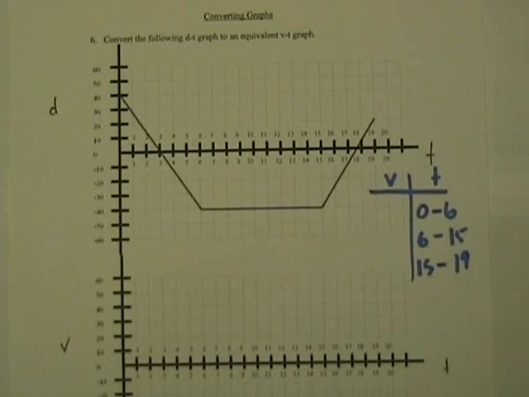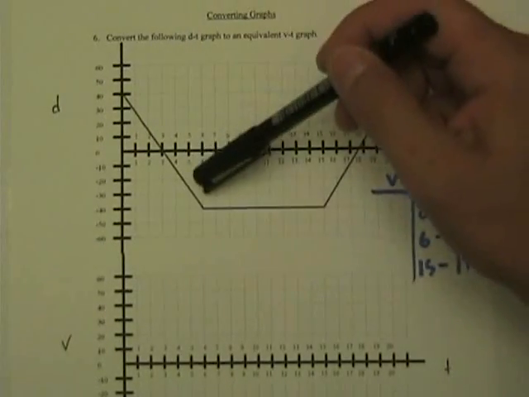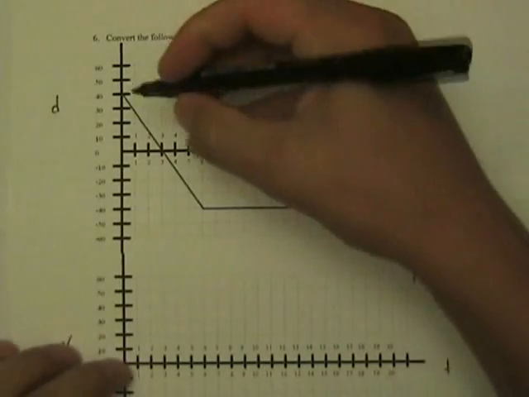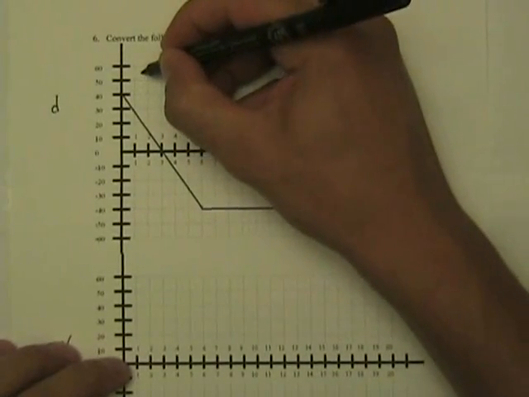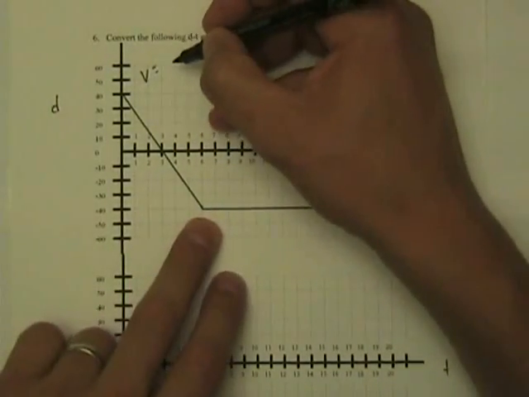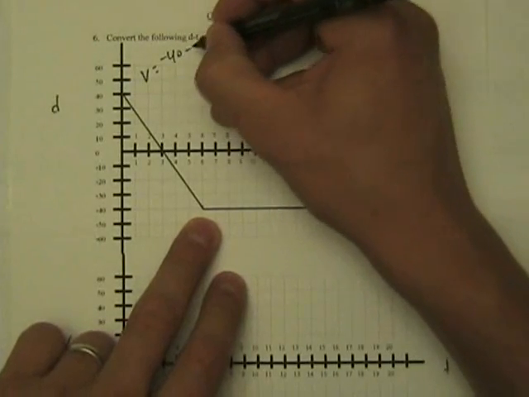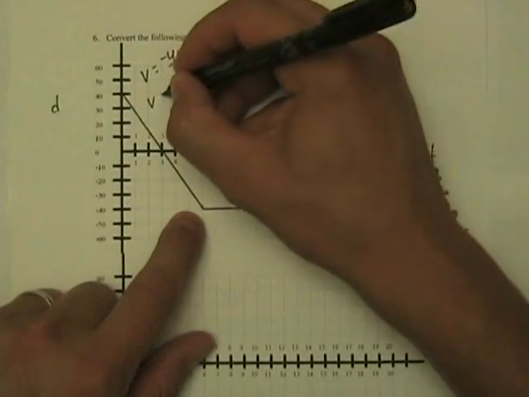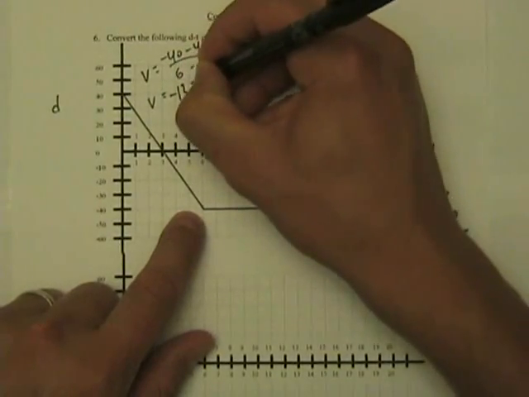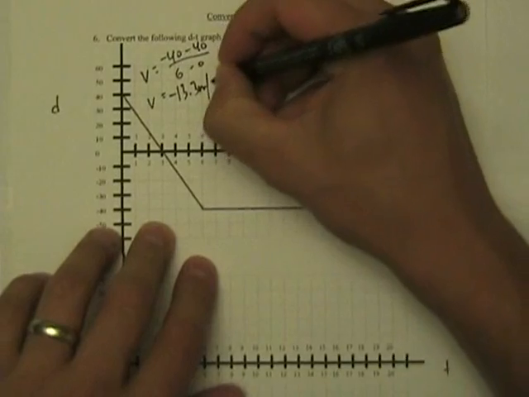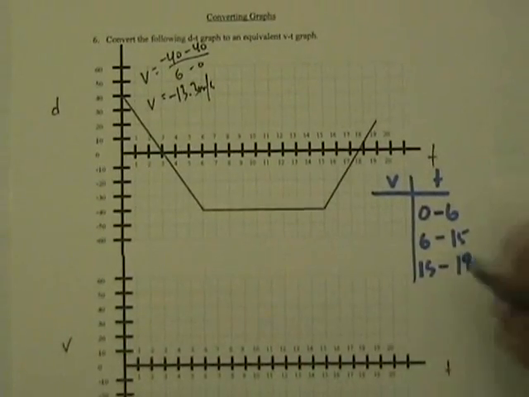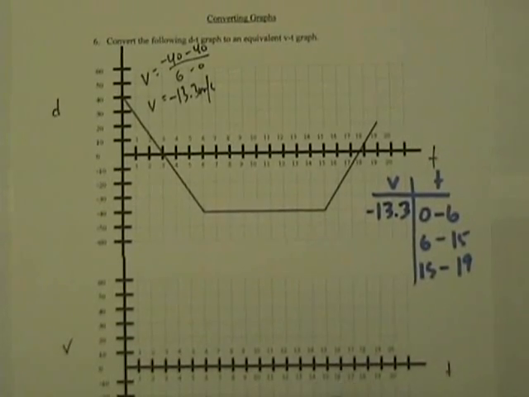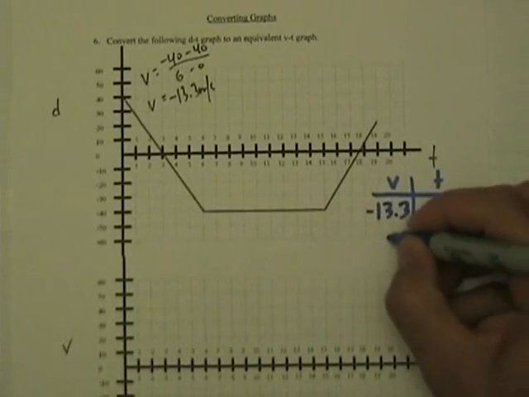Now what you want to do is find your average velocities for each of these and plug them in. So for this, it's going to be D2 minus D1, so that's going to be minus 40 over T2, which is 6 minus 0, so that's going to end up being negative 13.3 meters per second. So put that in there, negative 13.3. This one's 0, so that's an easy one, 0.